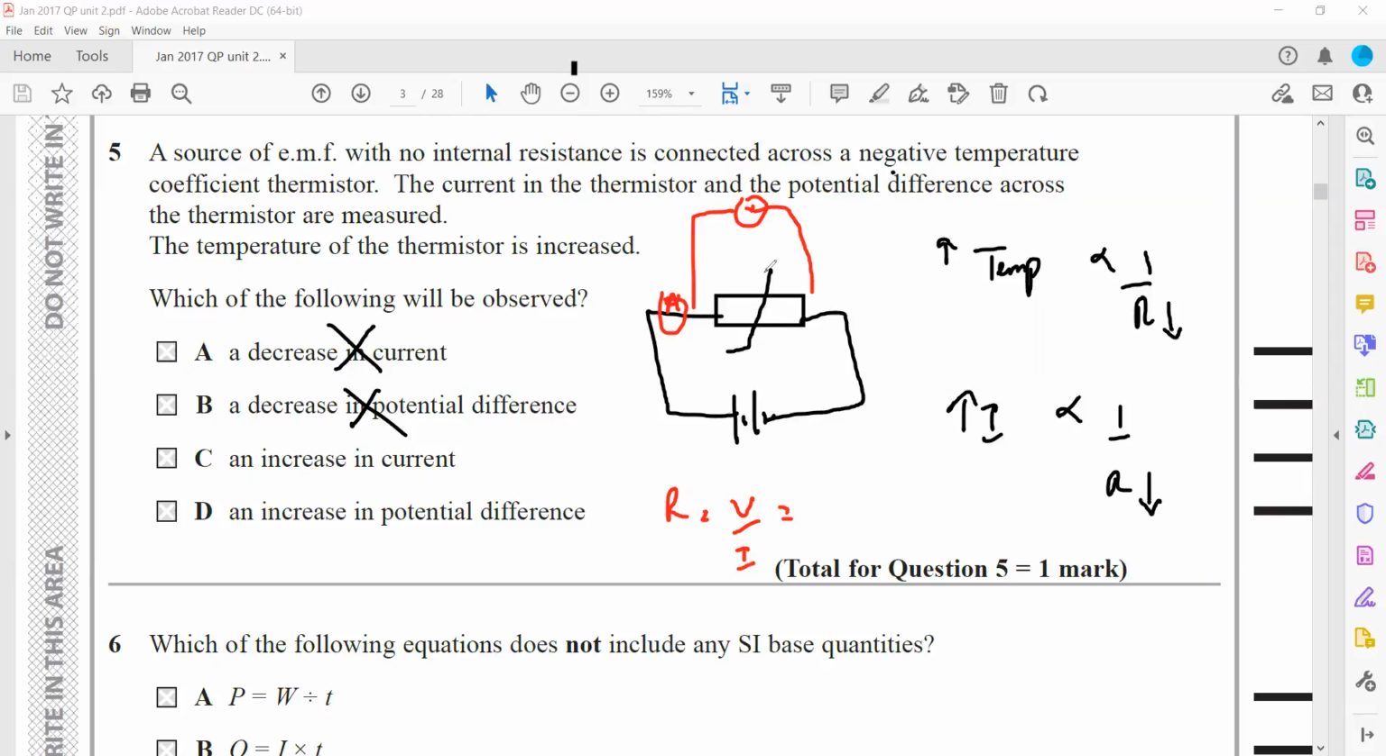But what about current? If we increase the temperature, the resistance of the thermistor will be low. So if the resistance of the thermistor is low, the current in the thermistor will increase. So option C is the right answer. Potential does not change because that is what we applied. Only the current changes as the resistance of the thermistor changes.